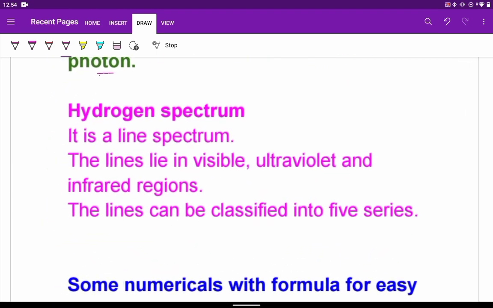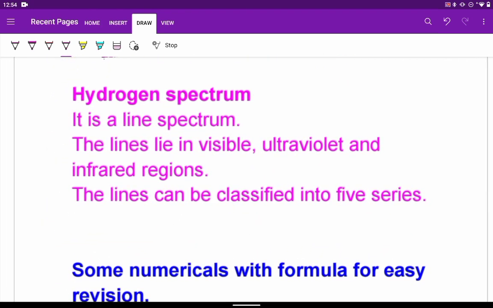Next we have to see what is hydrogen spectrum. Now hydrogen spectrum is a line spectrum, and the lines will lie in visible or ultraviolet or infrared regions, and these lines can be classified into 5 series. I will deal with this in a little detail in the next video which I post. So today these are some of the important points which I discussed. I am limiting my important points till here so that I can discuss some numericals also with you.